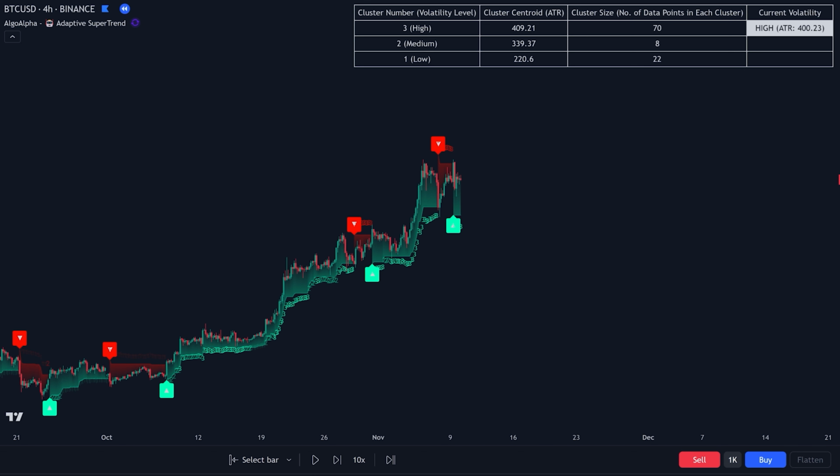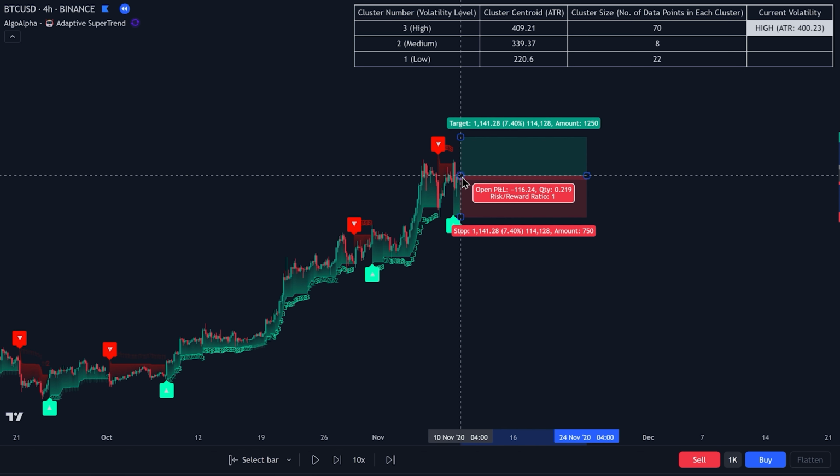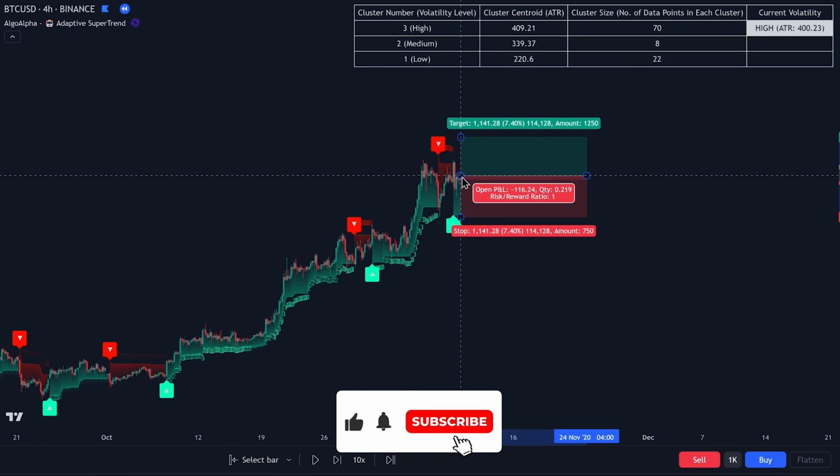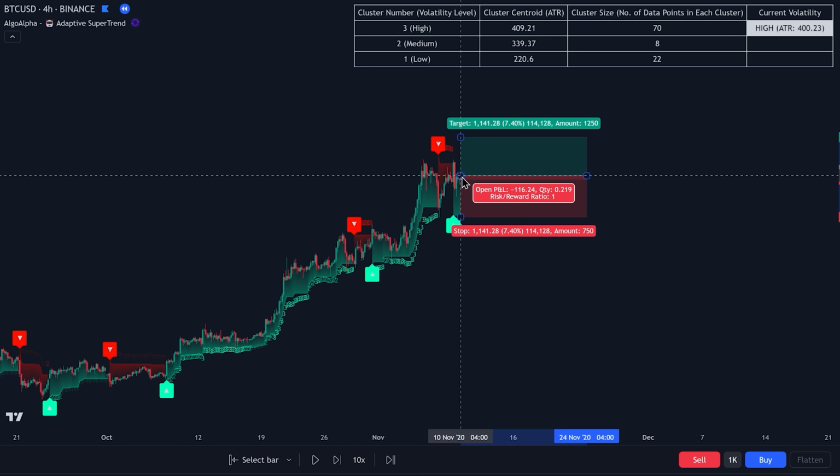The ideal entry point is when the price starts to move upward after confirming the bounce off the lower boundary. The green triangle provides additional confirmation of the upward trend, suggesting a continuation of the price increase. For risk management, the stop loss is placed just below the lower boundary or the most recent swing low. This placement helps protect the trade in case the price reverses unexpectedly.